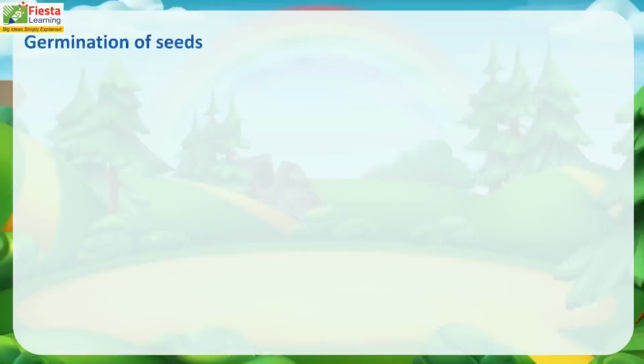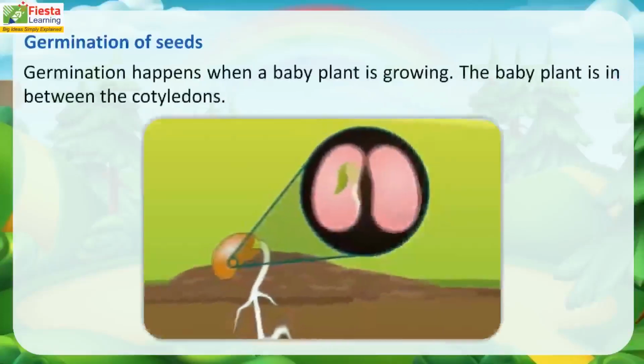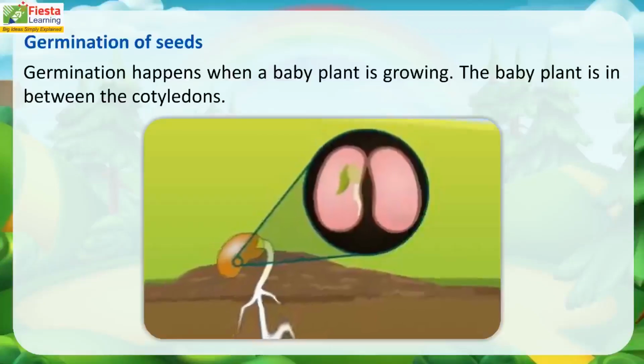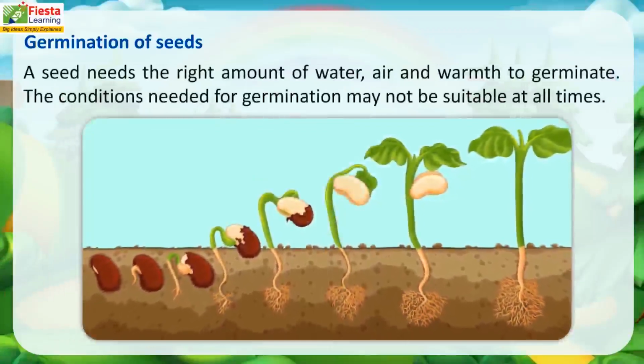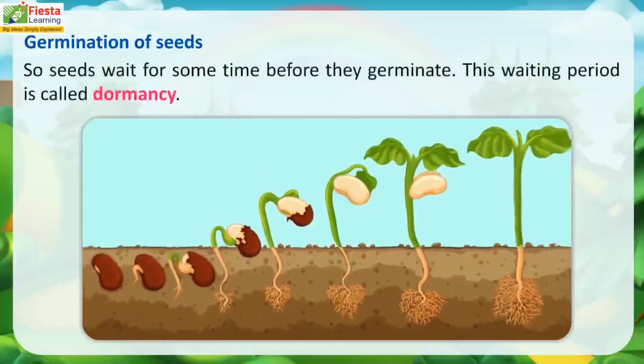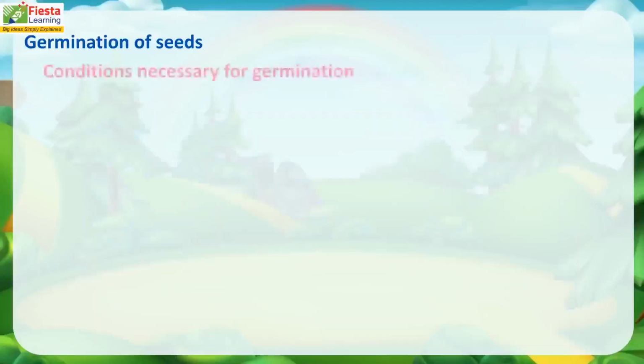Germination of seeds. Germination happens when a baby plant is growing. The baby plant is in between the cotyledons. A seed needs the right amount of water, air, and warmth to germinate. The conditions needed for germination may not be suitable at all times. So, seeds wait for some time before they germinate. The waiting period is called dormancy.